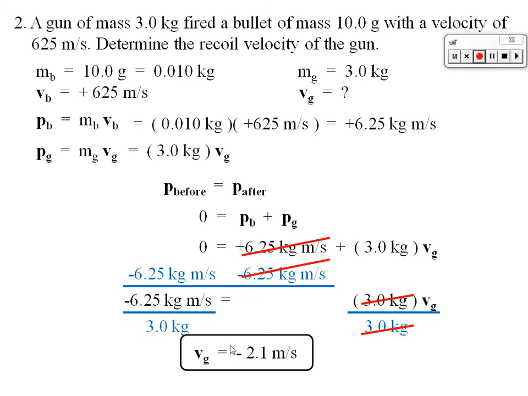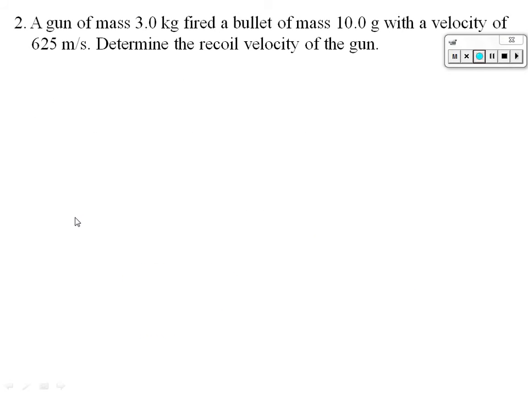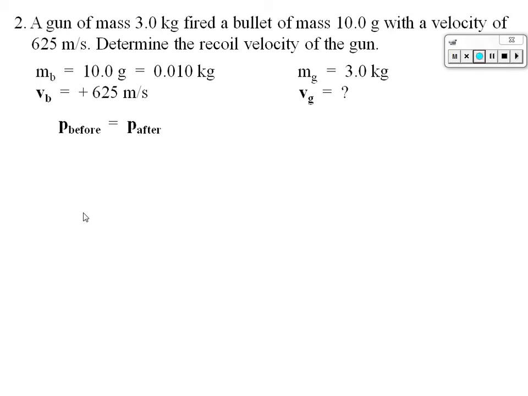Okay. Now I'm going to do this problem again, but I'm not going to figure out the numbers in between. All I'm going to do is start with p before is equal to p after, and go from there. Now I know that the momentum before is 0, and the momentum afterwards is the momentum of the bullet and the momentum of the gun.